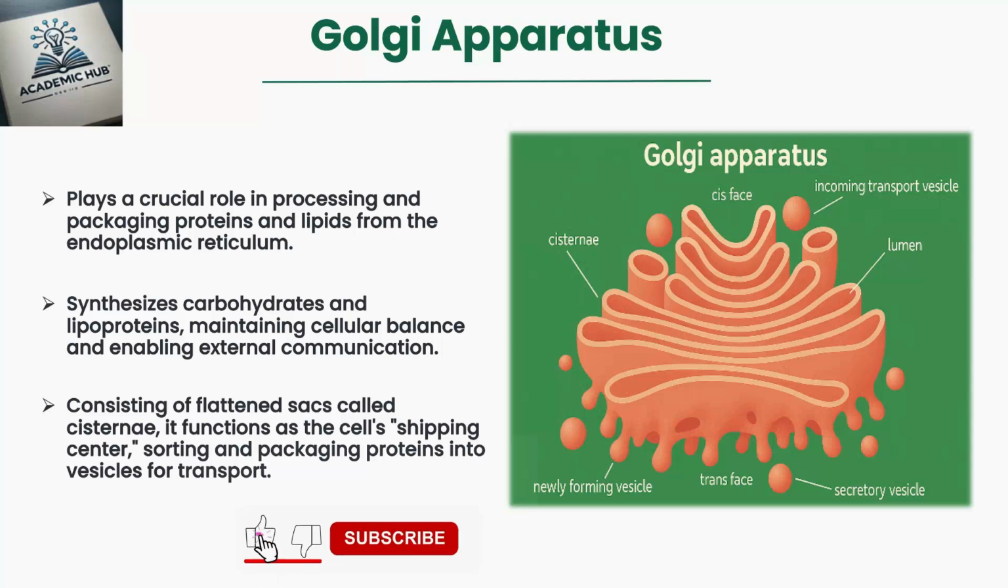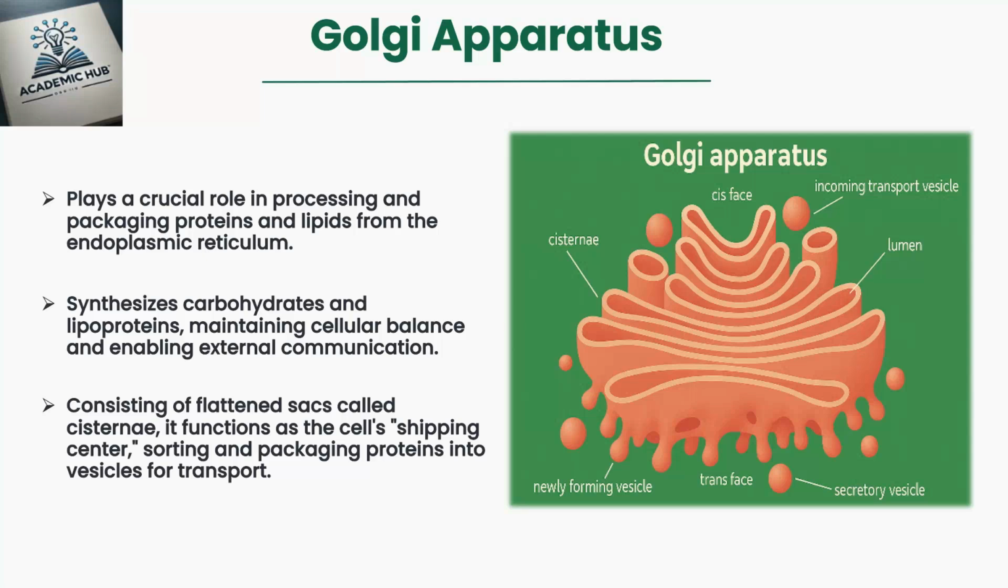Next is modification, in the medial Golgi, which is the middle structure of the Golgi complex. Here proteins are folded, trimmed and tagged with sugar molecules. And next is sorting and packaging, which occurs in the trans face. Here modified proteins are packed into vesicles. So these are the vesicles which are ready to be delivered and sent to their final destination.